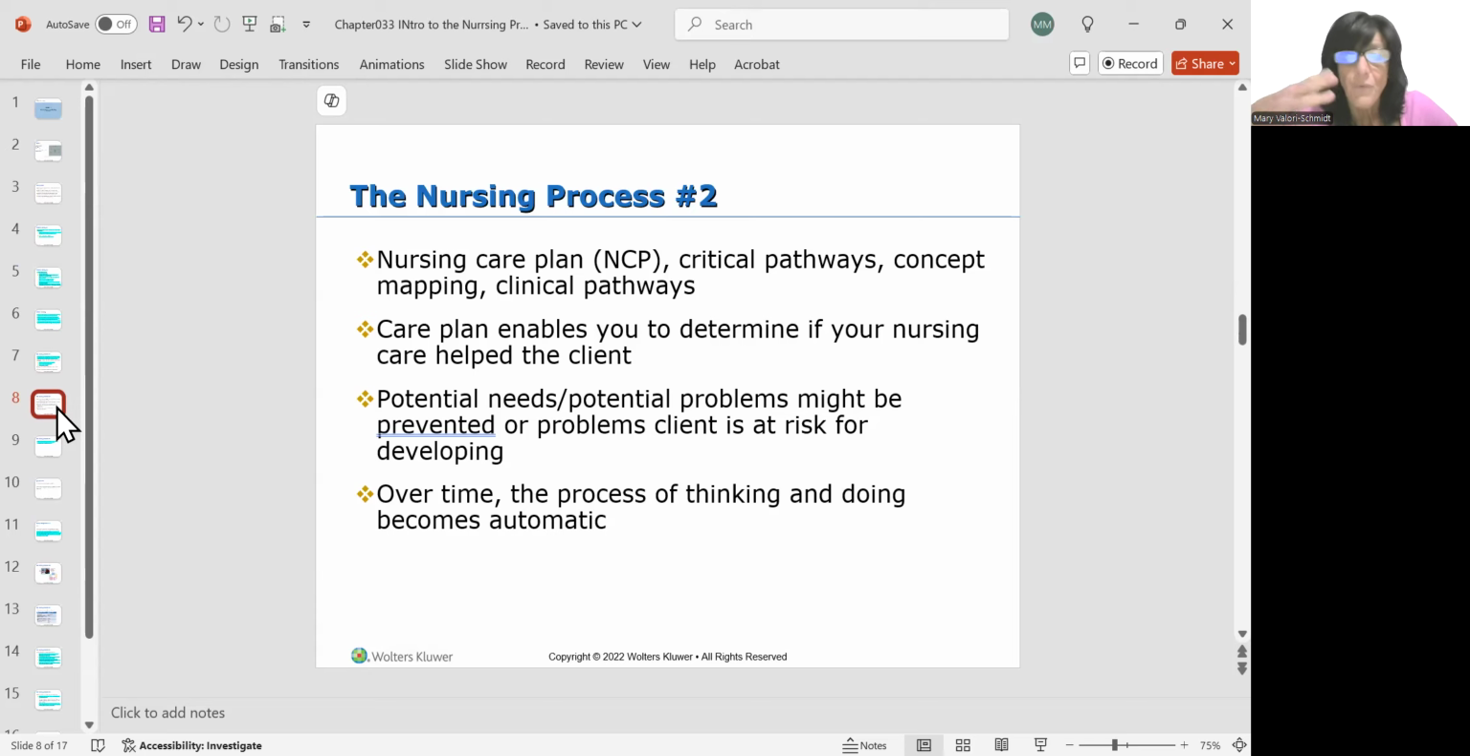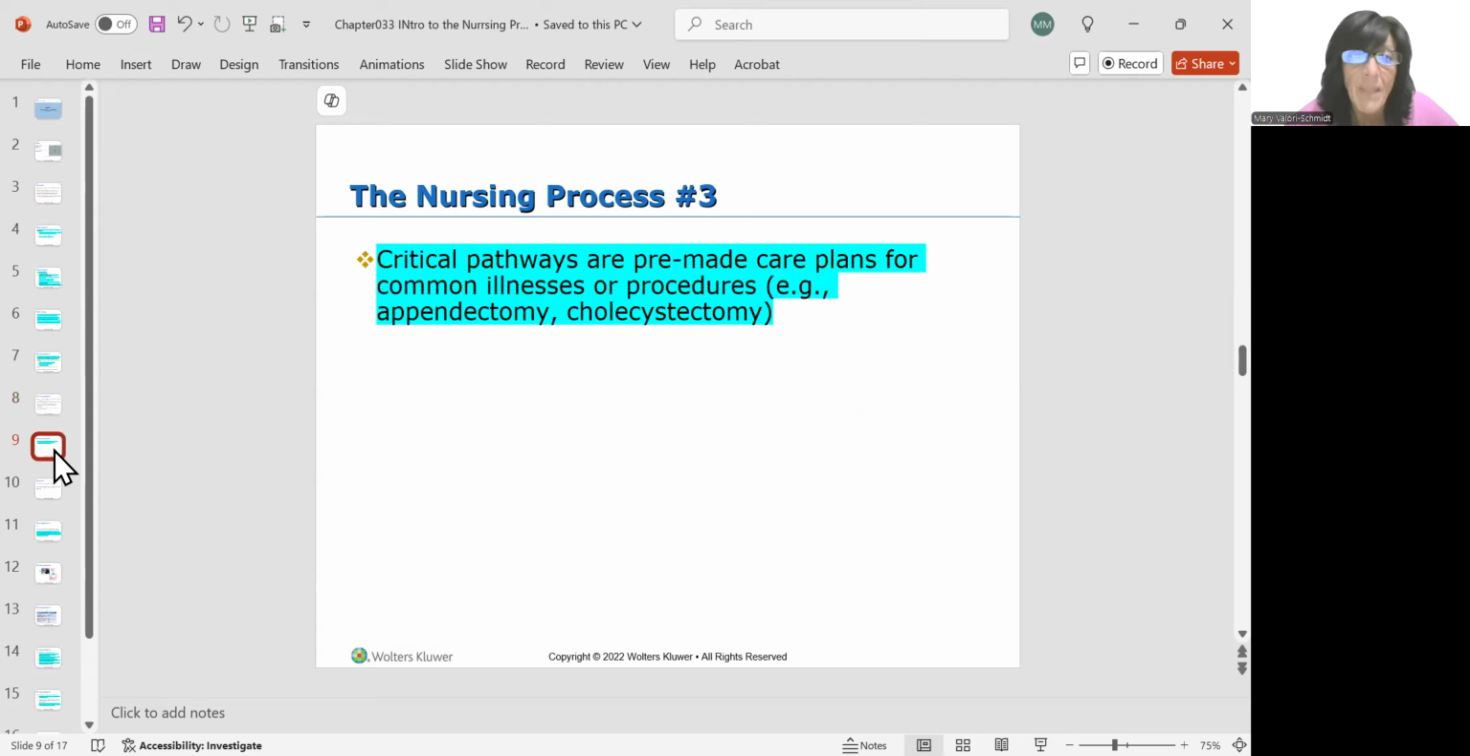And then once you do this for a while, it's just going to become your way of thinking and it's automatic. You won't even have to really give it much thought. And just so you know, a critical pathway is a pre-made care plan for things that we commonly see, common illnesses and procedures, like an appendectomy or a cholecystectomy, gallbladder removal, right?